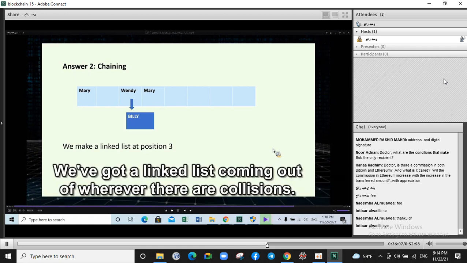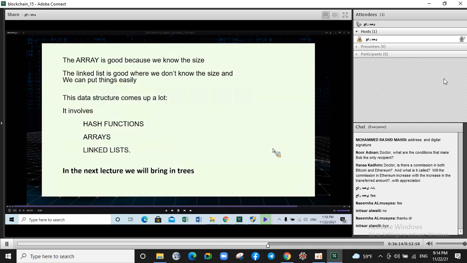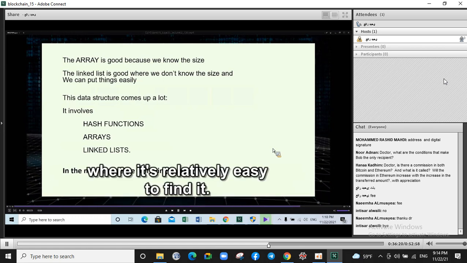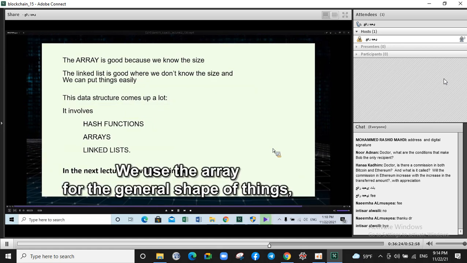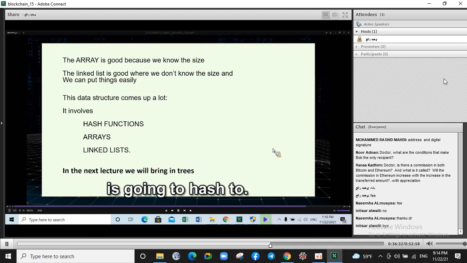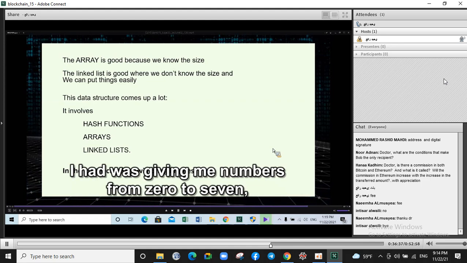So the hash table, which is really important, is a way of putting data someplace where it's relatively easy to find it. We use the array for the general shape of things, and that's good because we know the size of where the hash function is going to hash to. Remember this particular hash function gave me numbers from 0 to 7, so I knew exactly how large the array has to be. That's a perfect position to be in if you want to make an array.